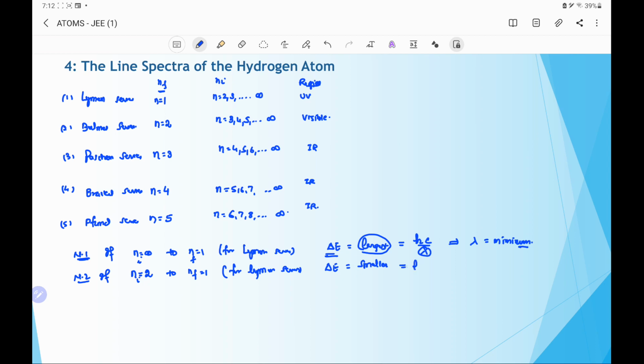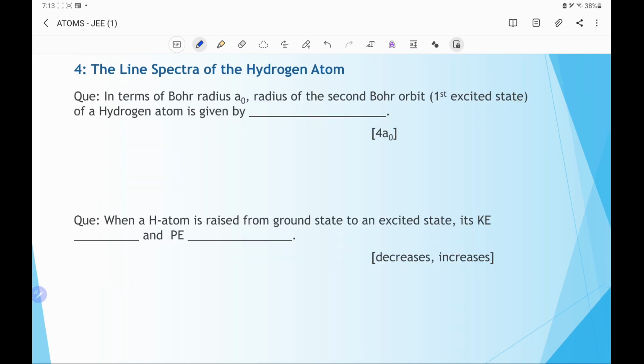So it will be equal to hc by lambda. Because the total energy is smallest, this implies that lambda will be maximum. So on these facts, there are a number of problems which we will discuss. Question number 1. In terms of the Bohr radius a0, this is the radius for n equal to 1.